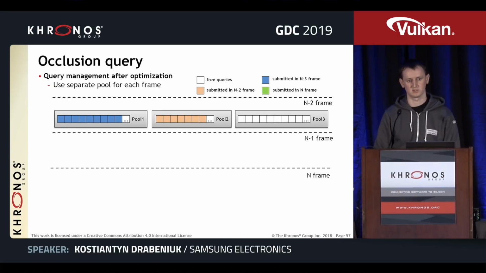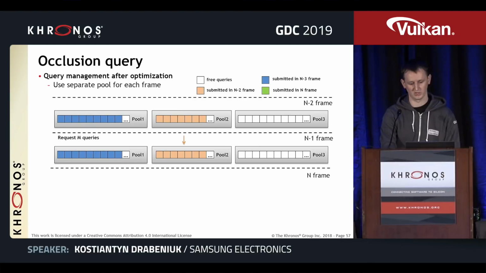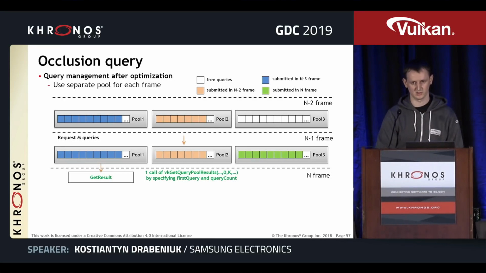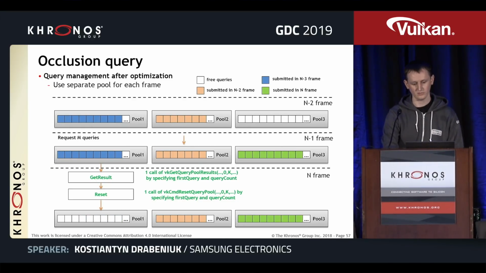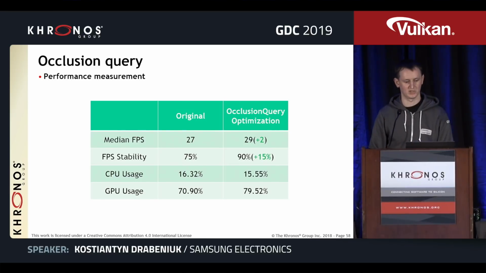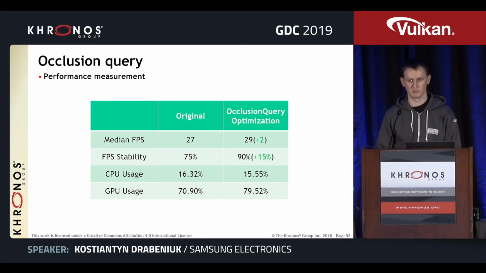So the solution is to just use a separate pool for each frame. With this approach, to request a new query we just need to look for a free pool and occupy queries from 0 to the requested amount in the pool. The result can be got in only one call, just specifying the first query and query count. And queries can also be reset in only one call. So after applying such an optimization, we got 2 more FPS and better FPS stability.